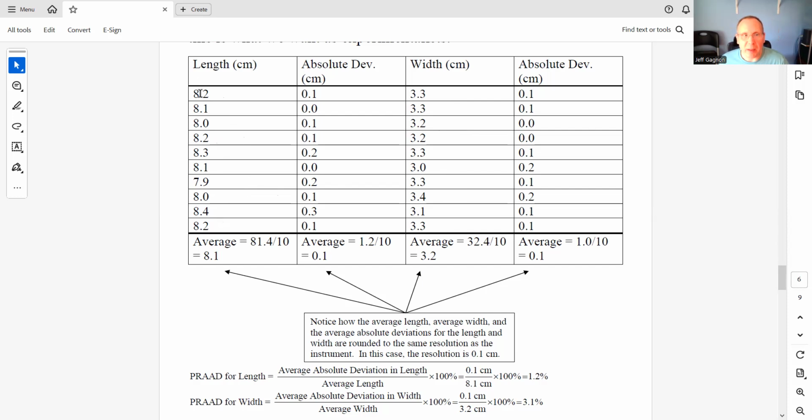So notice that just by looking at the data here, these are all to 1 decimal point. So that means the smallest measurement that we could make with this instrument would be 0.1 centimeters, right? Because it's 1 decimal place. So that would be the resolution of the instrument, 0.1 centimeters. Okay, so let me go to the tablet now and actually walk you through carefully how to calculate the PRAD for length.